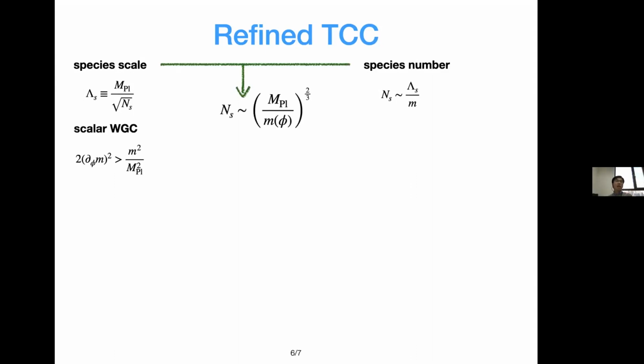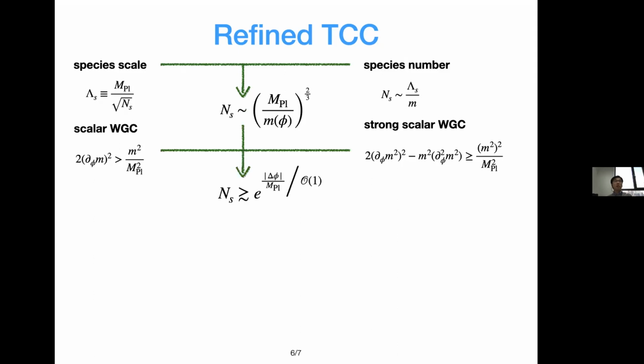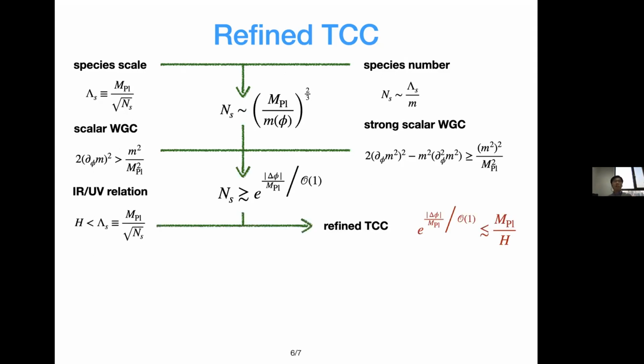And then using either the scalar weak gravity conjecture or the strong scalar weak gravity conjecture, we can derive the N_s with this form. And the Hubble scale as an infrared scale should be smaller than the UV scale. So finally, we should have our refined TCC with this form.